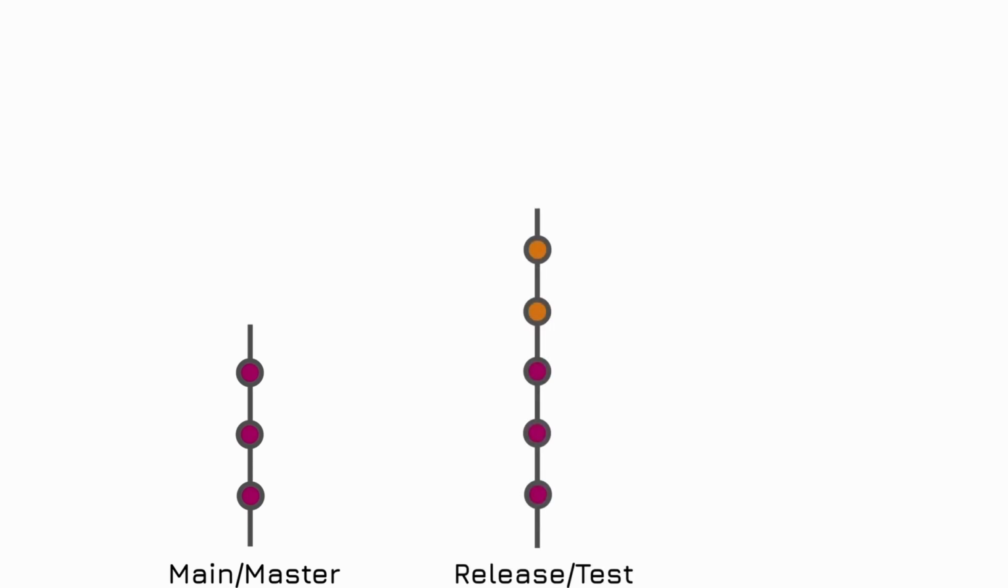The release or test branch represents a production candidate. In this branch, you'll find features and non-critical fixes for client testing. Once approved by the client, this branch is merged into main.